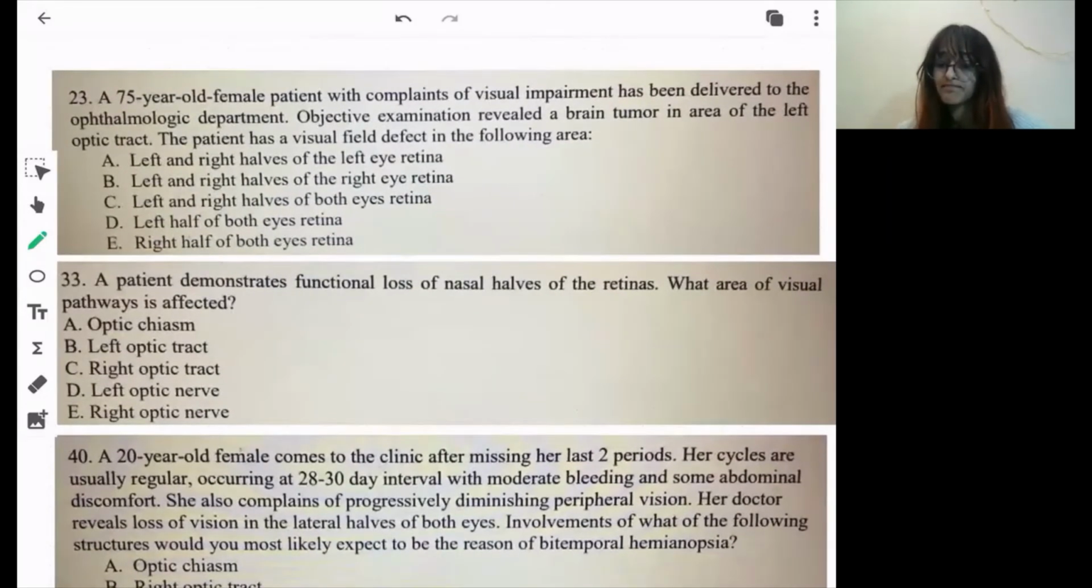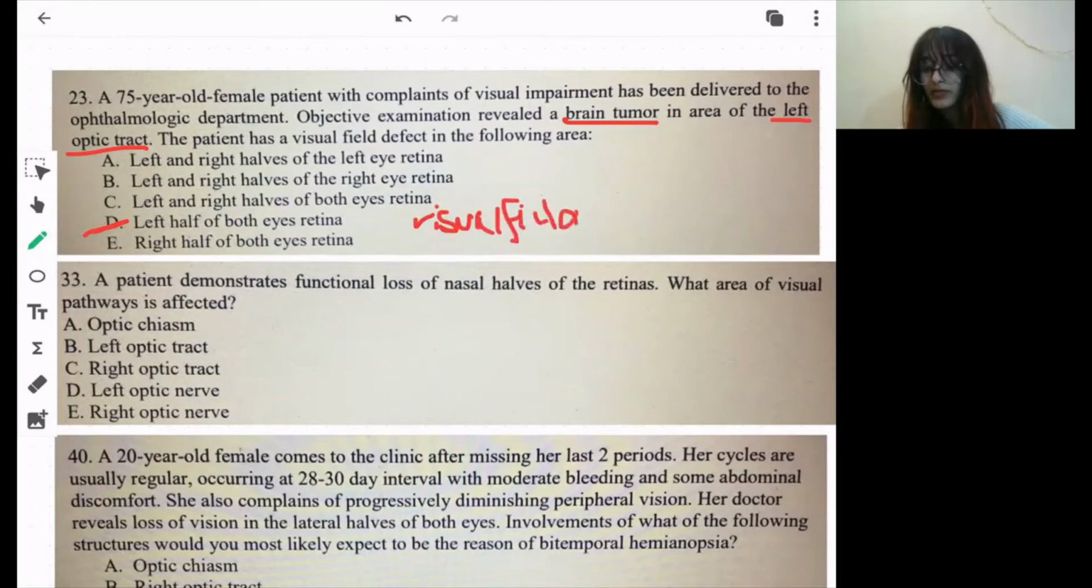So again, brain tumor in the area of left optic tract. Again, the answer would be left half of both eyes' retina. And if they were talking about the visual field, then it would be the right.